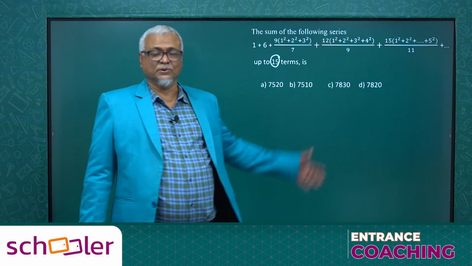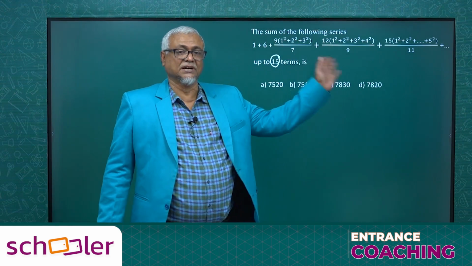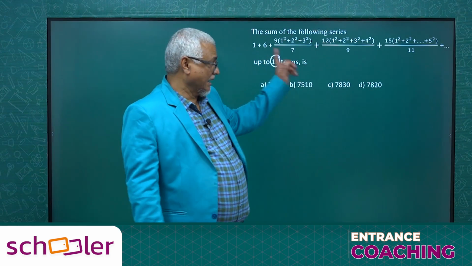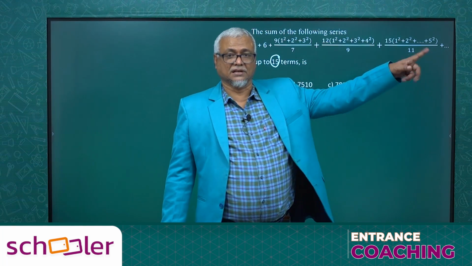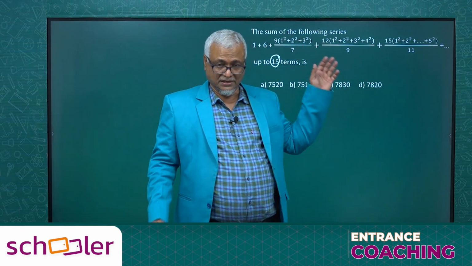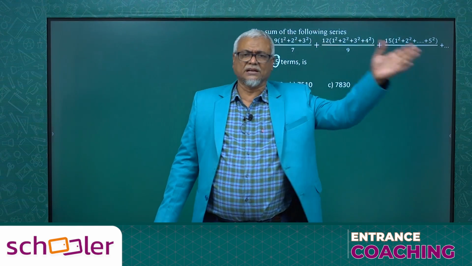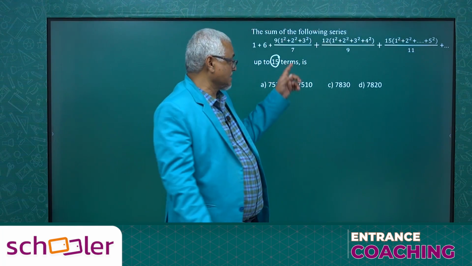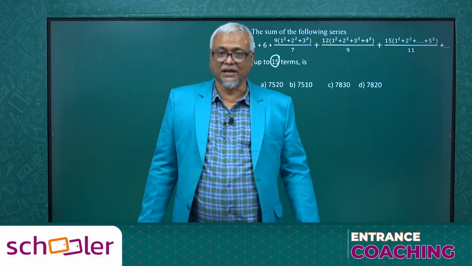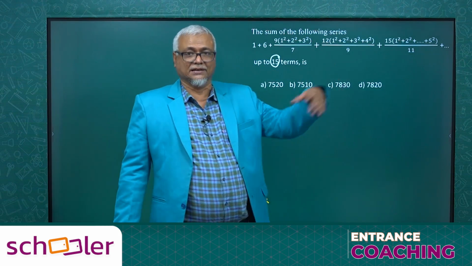And here also you check the given series. From the third term onwards, the terms keep a pattern. Say 9, 12, 15, etc. 9 plus 3 is 12, 12 plus 3 is 15. And inside the bracket you see 1 square plus 2 square plus 3 square, then 1 square plus 2 square plus 3 square plus 4 square, and so on. In the denominator also 7, 9, 11. 7 plus 2 is 9, 9 plus 2 is 11, etc. So the question keeps a pattern after the second term.